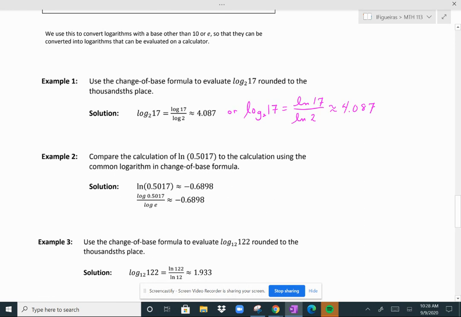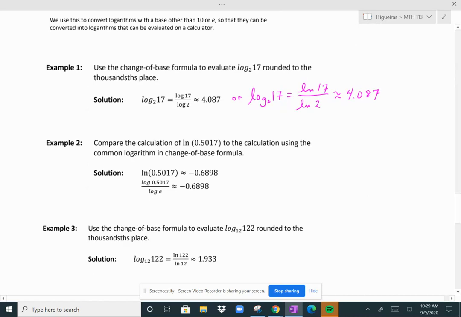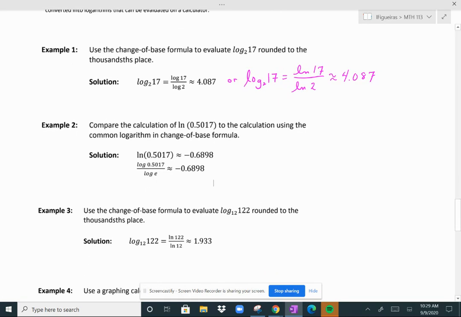All right, so here we're going to use the change of base formula to evaluate the log base 12 of 122, rounded to the thousandths place. Again, it doesn't matter if you convert it to a common log or a natural log. This time I chose a natural log. So log base 12 of 122 is the same as the natural log of 122 divided by the natural log of 12, and that is approximately 1.933.